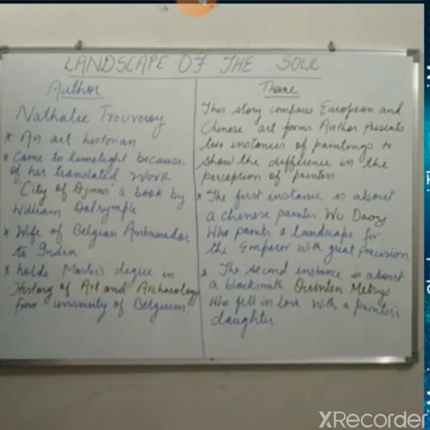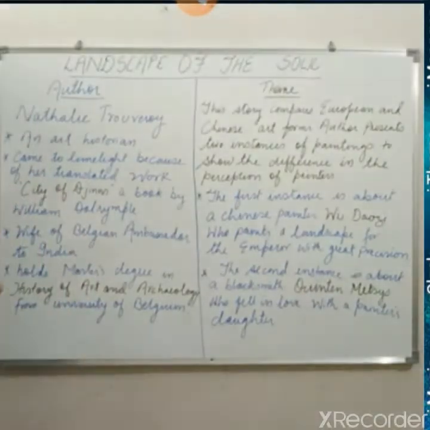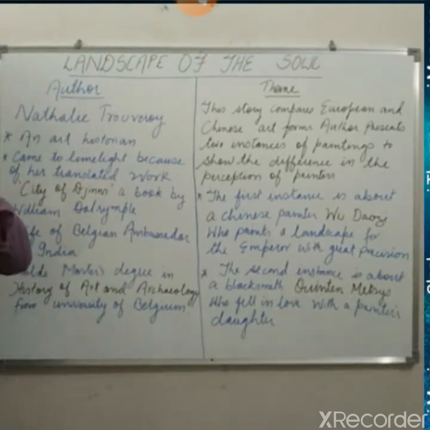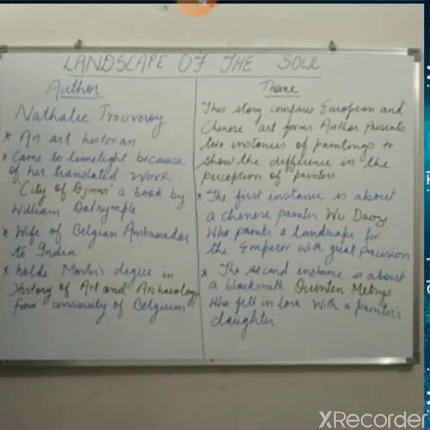The author of this chapter is Nathalie Troveroy. She is an art historian, means she deals with history and specifically with art forms. She came to limelight because of her translated work City of Djinns, a book by William Dalrymple. She translated this work, and it's a most popular work, due to which she came into limelight.